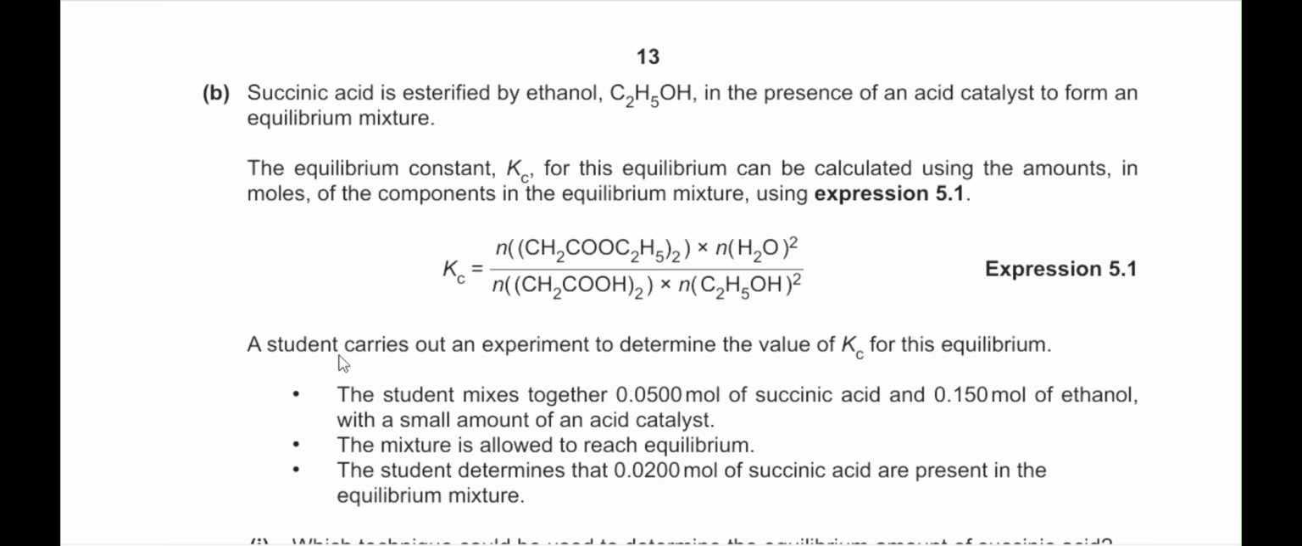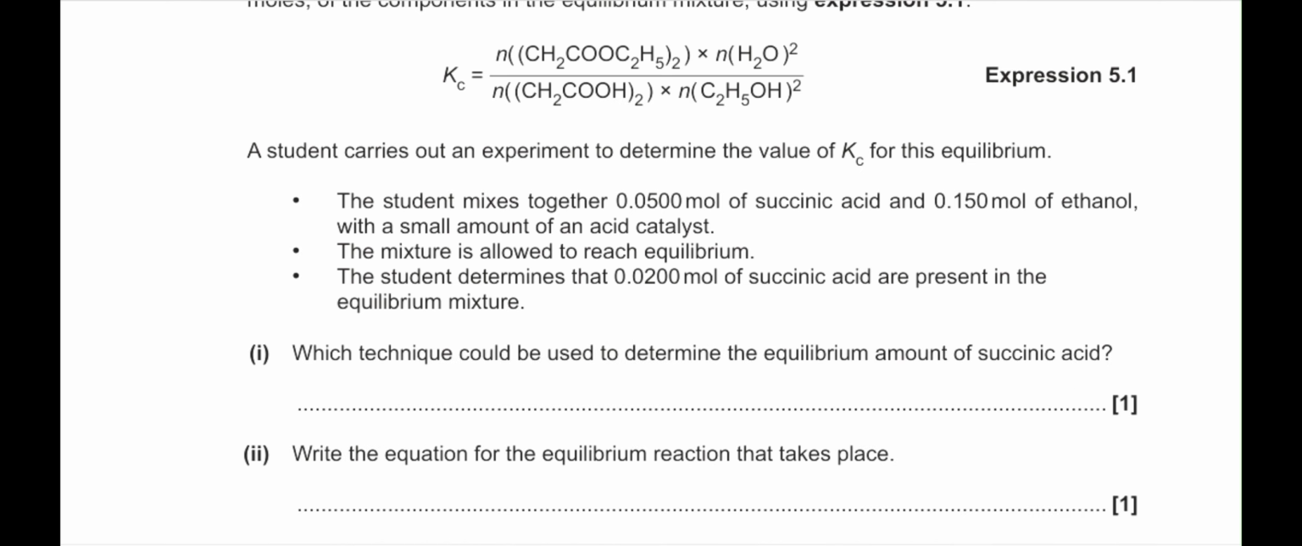A student carries out an experiment to determine the value of Kc for this equilibrium. The student mixes together 0.05 moles of succinic acid and 0.15 moles of ethanol with a small amount of an acid catalyst. The mixture is allowed to reach equilibrium. The student determines that 0.02 moles of succinic acid are present in the equilibrium mixture. Question: which technique could be used to determine the equilibrium amount of succinic acid? Titration can be used to determine both the number of moles as well as the concentration of succinic acid.